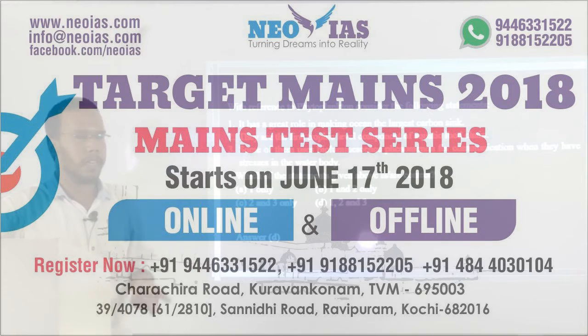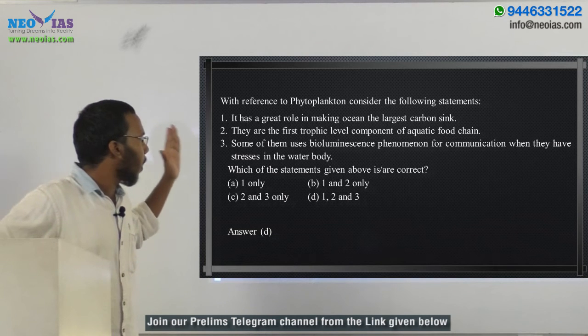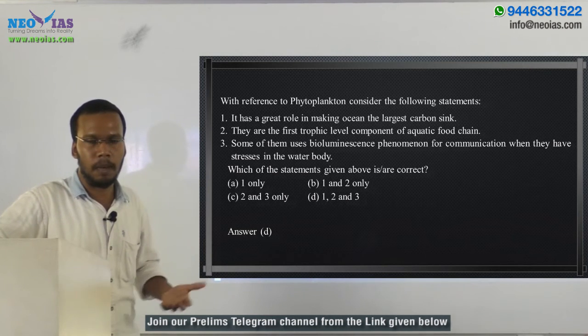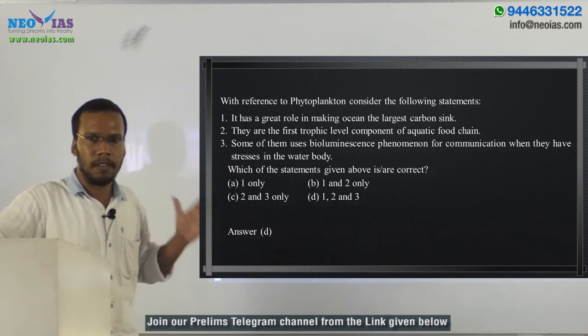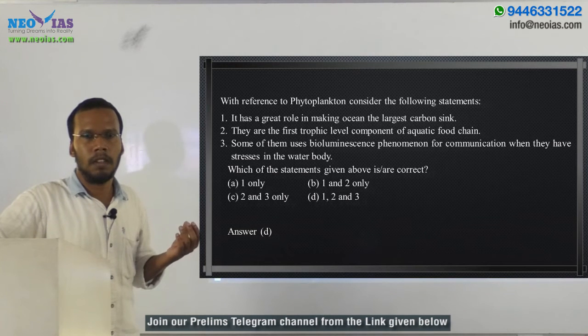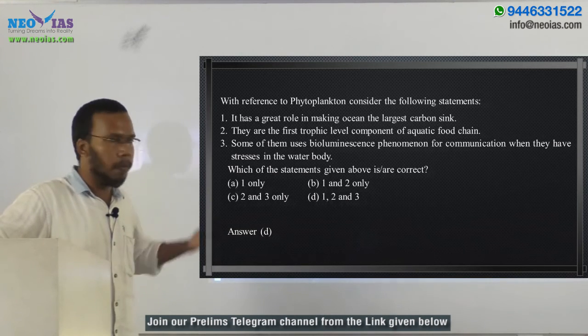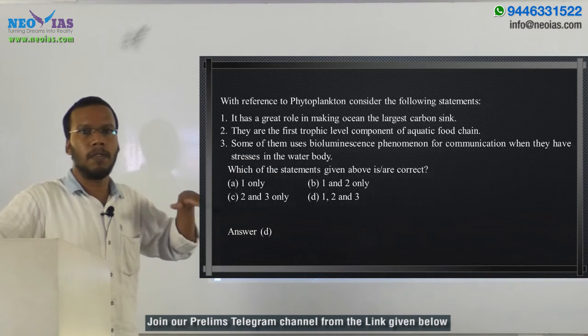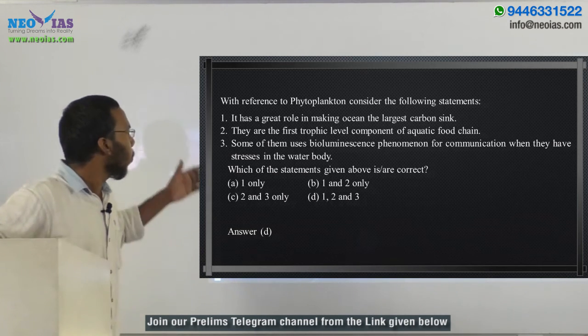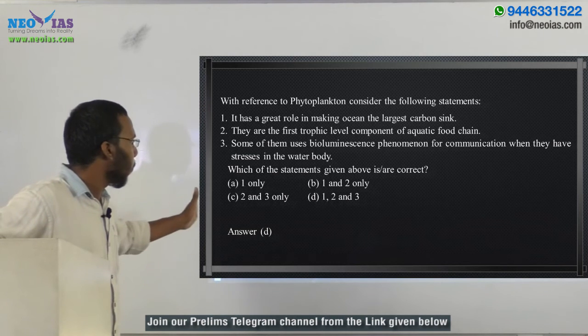So coming to the question again, first statement, the phytoplankton has a great role in making the ocean the largest carbon sink. So that's the correct statement. The ocean is the largest carbon sink, and about 10 gigatons of carbon is sequestered by these phytoplanktons, or more than 50% of oxygen is produced by them, right? So the first statement is correct. We eliminated C.